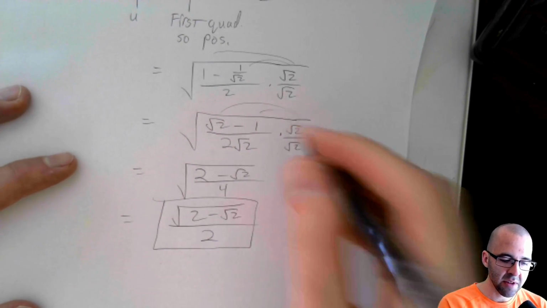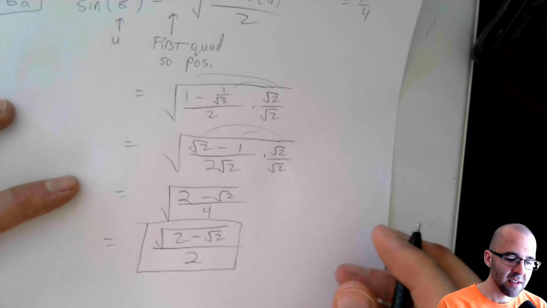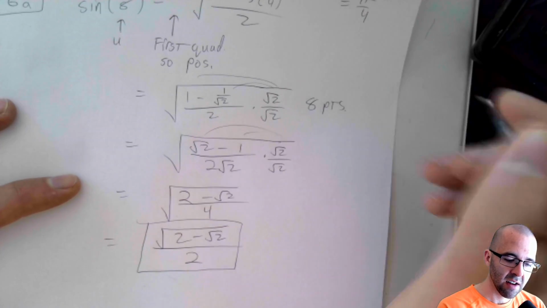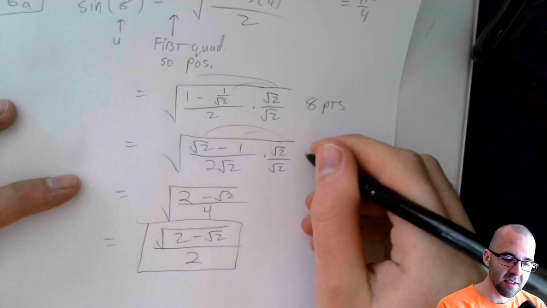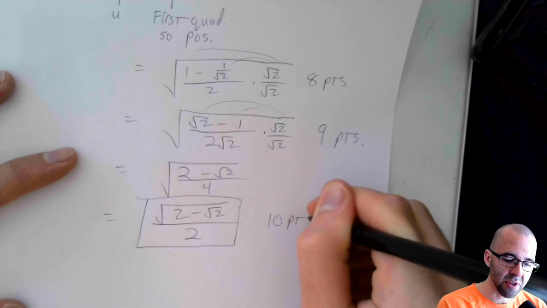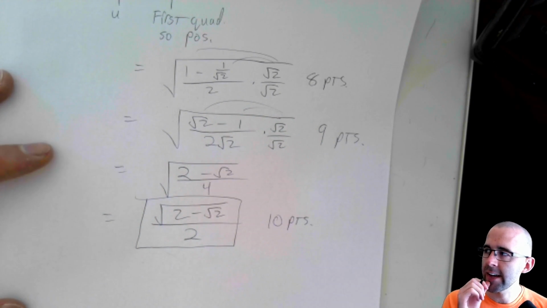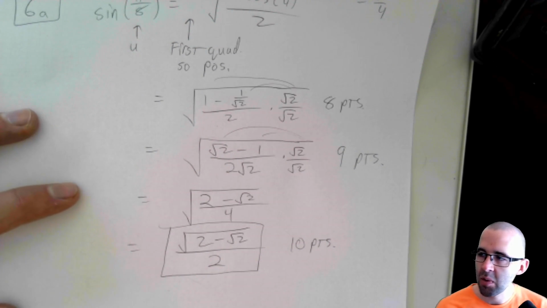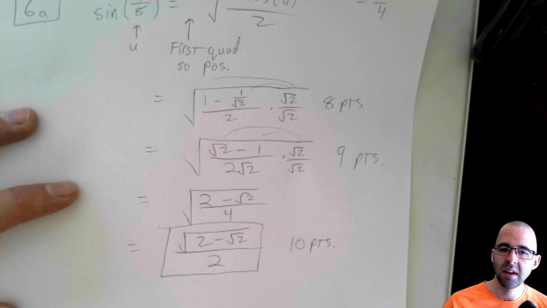But right, if it were out of 10 points, this would probably be 8 points right here. If you got to this place, I'd give you 9 points. If you got to here, I'd give you the full 10 points. Okay, so most of the points are just using the half angle formula for a problem like this. All right.